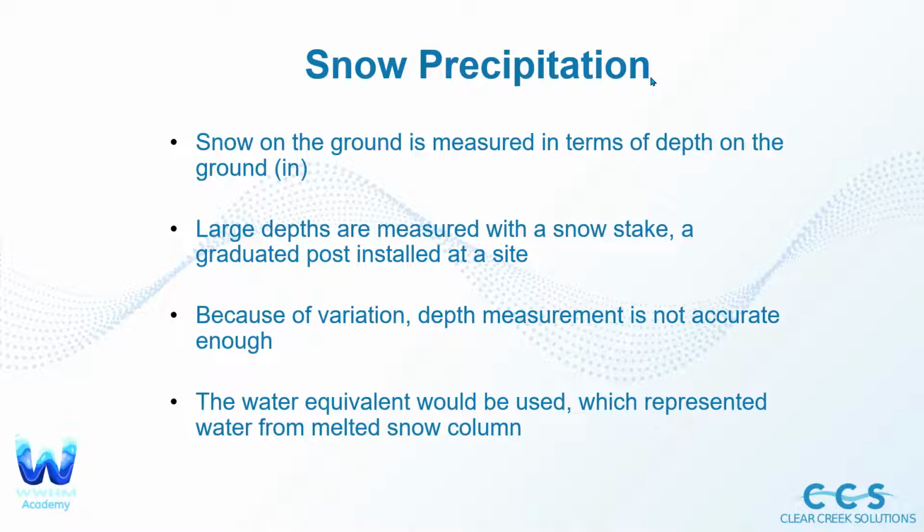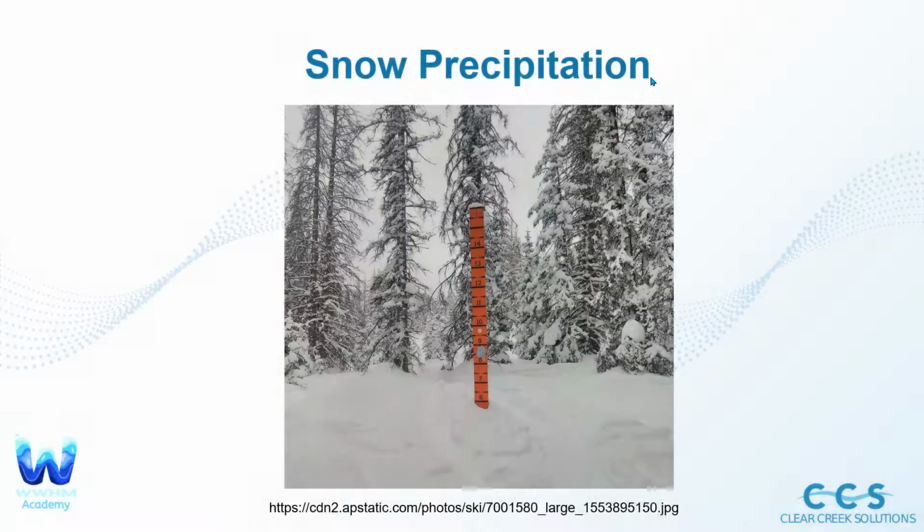The water equivalent is what we use, which is represented by the water from melted snow columns. If you took a snow column, melted all the snow down, and found out how much water we got from that, that's what we want to use for snow precipitation as opposed to a stake, because there are going to be variations in compaction, depth, and whether the snowfall is wet or drier snow. There's going to be a lot of variation. What we want to know is the water equivalent.